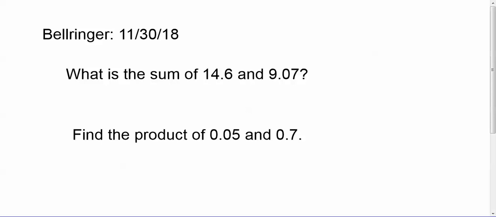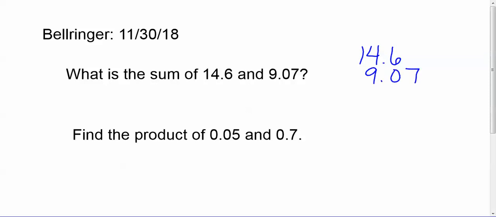It says, what is the sum of 14.6 and 9.07, otherwise known as 14 and 6/10 and 9 and 7/100? When you add those, what's the important key to adding or subtracting decimals? Rihanna? Line up the decimals. Very good. Line up the decimal points. You've been doing this for years. Even when you were in elementary school, you just didn't realize there was a decimal point at the end of those numbers. All right, so line these up.